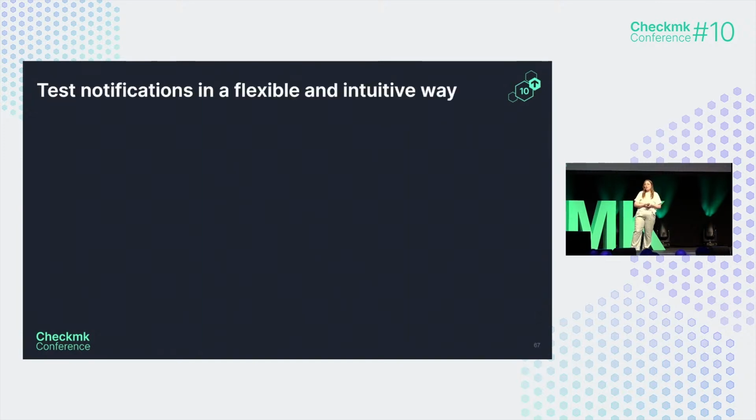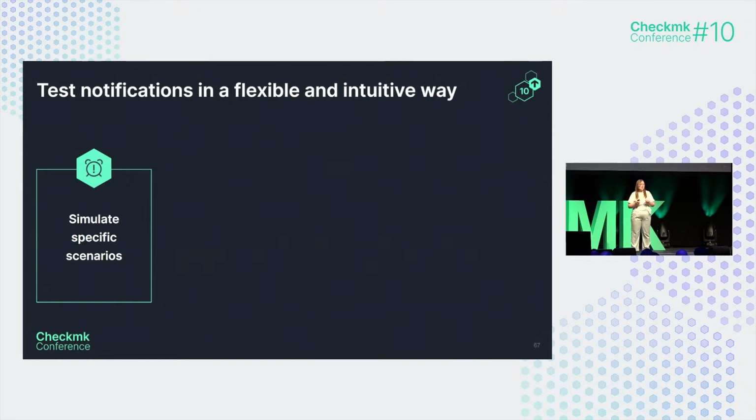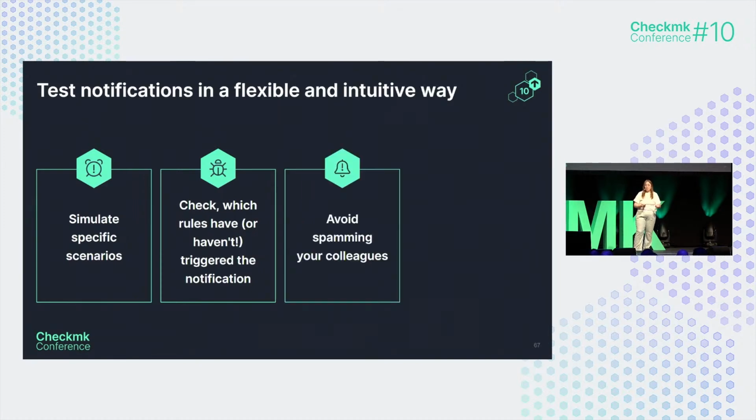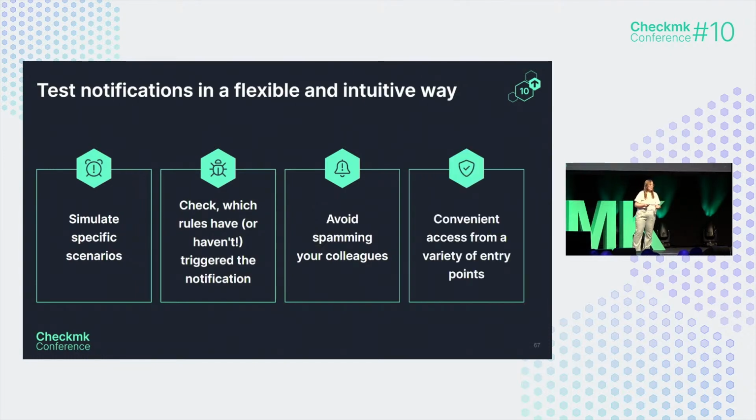Overall, the new feature is designed to provide you with a flexible and intuitive way to test notifications. You can simulate specific scenarios. You can check which rules have and haven't triggered the notification. As you can always decide whether you want to send out the actual notification, you can avoid spamming your colleagues. And lastly, you can access it from a variety of entry points, so it always fits into your workflow.